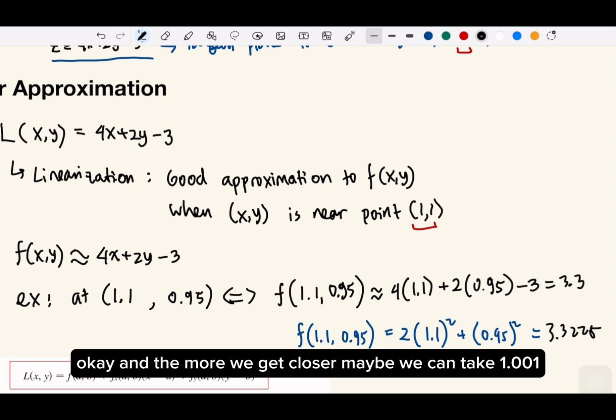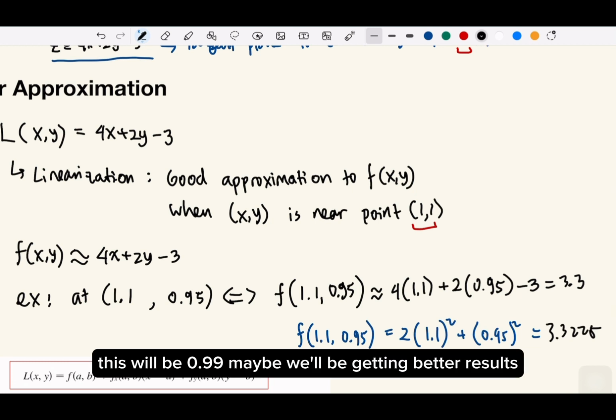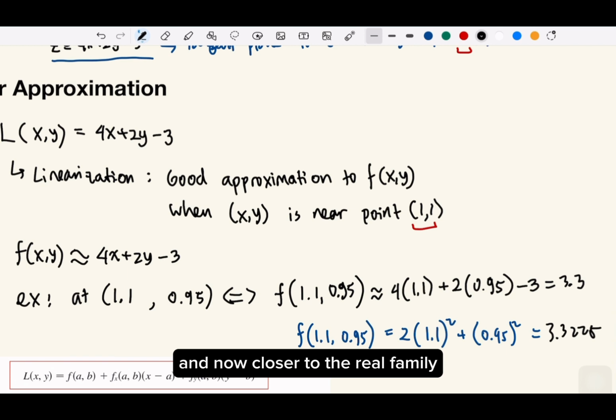And the closer we get, maybe we can take 1.001, and this will be 0.99. Maybe we'll be getting better results, closer to the real value.